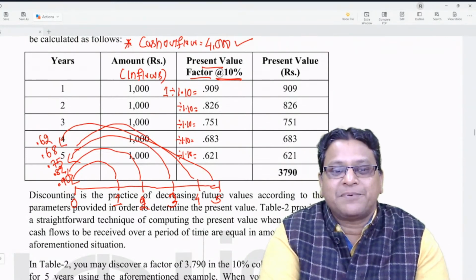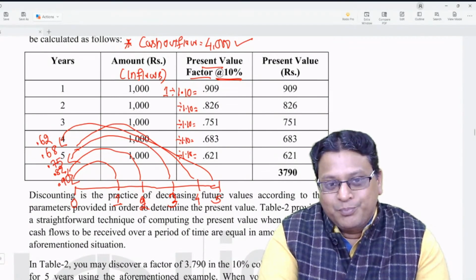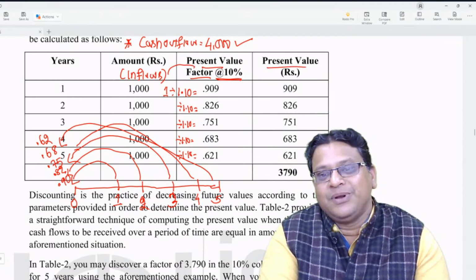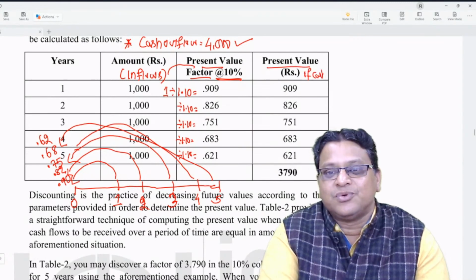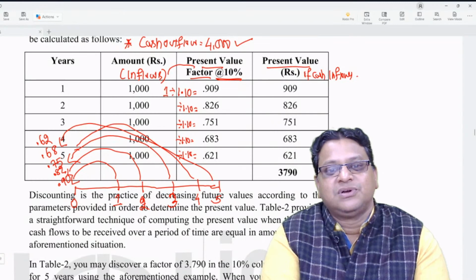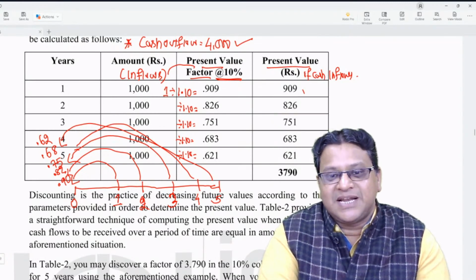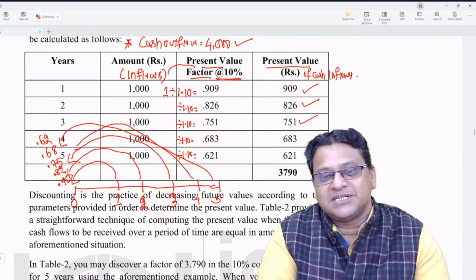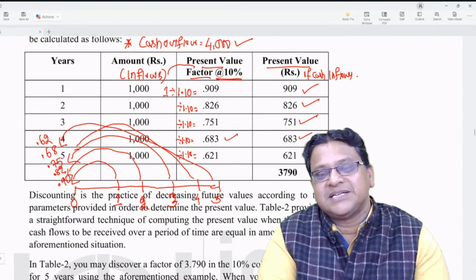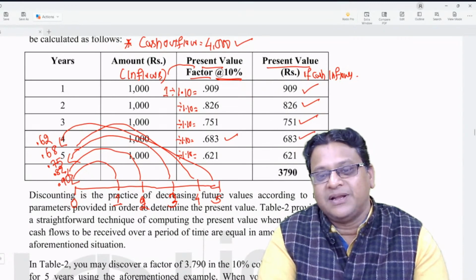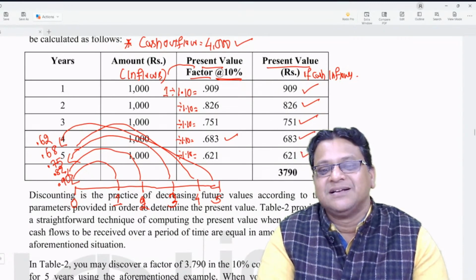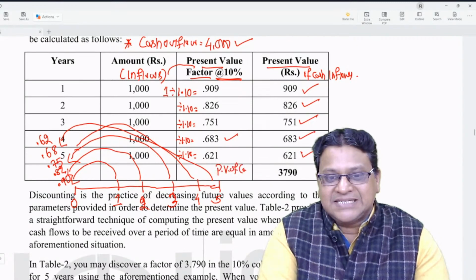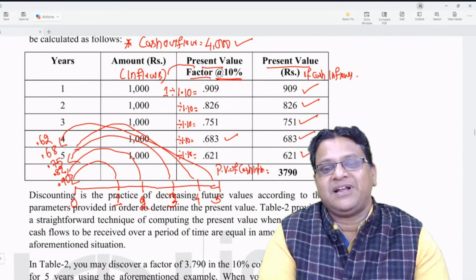So we have calculated inflows, we have calculated the present value factor, and now we multiply inflow with present value factor and we will get present value of cash inflows. What is the present value of cash inflows? 1000 into 0.909, that is 909. 1000 into 0.826, 826. 1000 into 0.751, 751. 1000 into 0.683, 683. And 1000 into 0.621, that is equal to 621. If you add these, you will get 3790. That means the present value of cash inflows is equal to 3790.